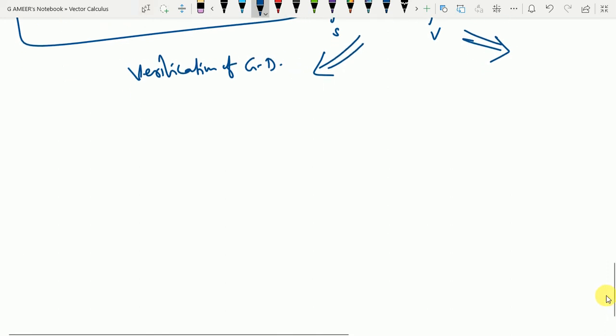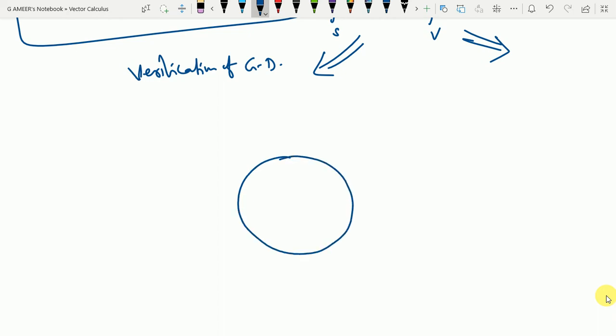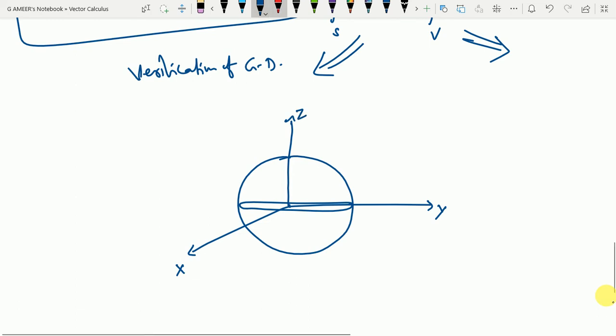There is a rectangular coordinate system. Let's say this is a sphere of radius r, and this is the center. I have three axes, which is very well known to everyone. Call them the x-axis, y-axis and z-axis. Now this is the r vector, the radius vector, which makes an angle theta here.